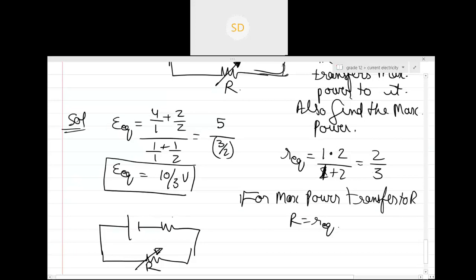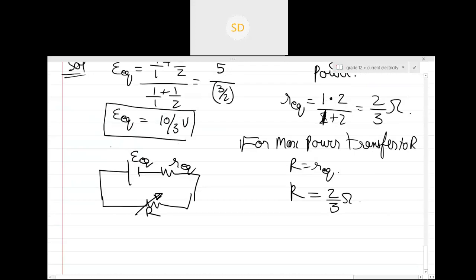Yes or no, guys? So basically what will the value of R come out to be? 2 by 3 ohm. Yes or no? Now if this is 2 by 3 ohm, then what is the current? Current will be equal to E upon R plus R, or can I write E by 2R?